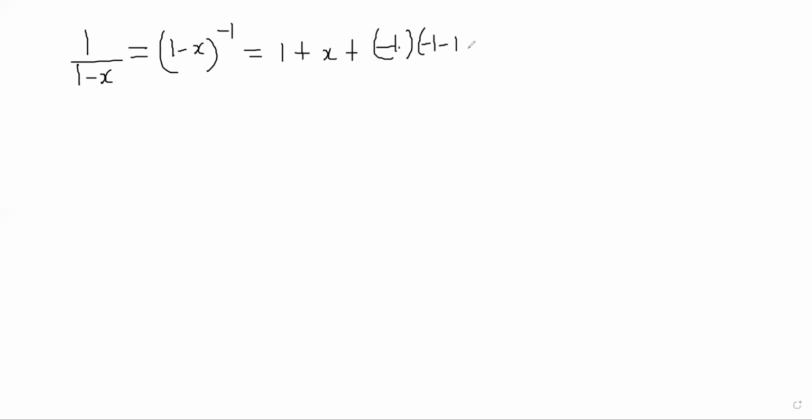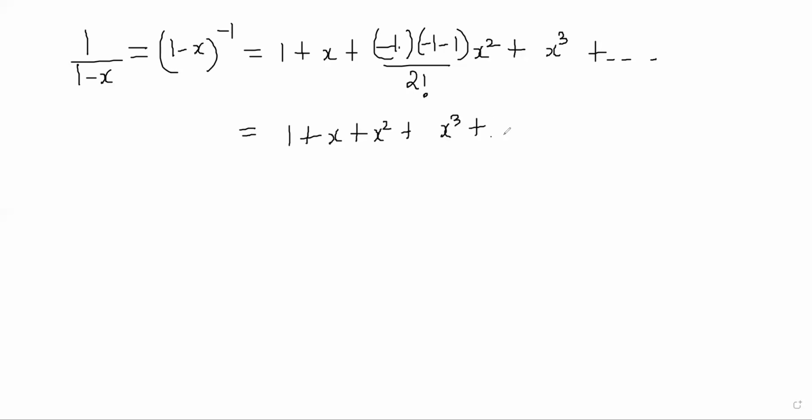So if we have 1 by 1 minus x, that will be equal to (1 minus x) power minus 1, which is equal to 1 plus minus 1 into minus x, so 1 plus x, and using the formula, minus 1 into minus 2 by 2 factorial x square, and so on. And what you will get is the third term will be x cube and so on. So if you evaluate this, it will be minus 1 into minus 2, so 2 by 2 factorial. So the series becomes 1 plus x plus x square plus x cube and so on.